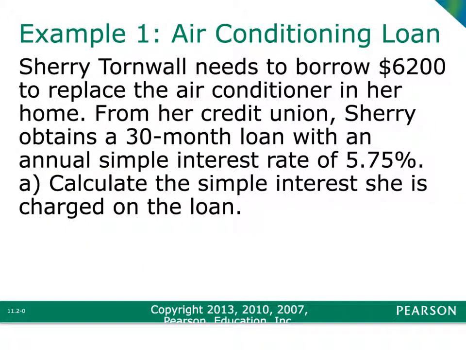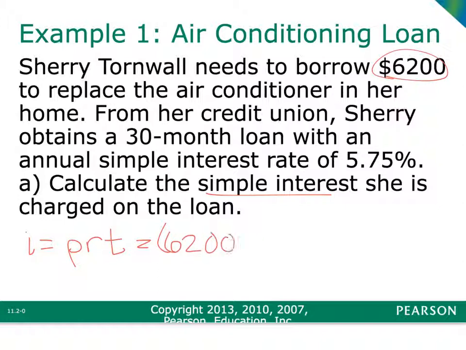Okay, so an example. Example 1. Sherry Tornwall needs to borrow $6,200 to replace the air conditioner in her home. From her credit union, Sherry obtains a 30-month loan with an annual simple interest rate of 5.75%. A, calculate the simple interest she is charged on the loan. Okay, so simple interest is going to be your basic I equals PRT formula. Okay, so the P is the amount she borrowed. She borrowed $6,200, so you can put that in the spot of P.